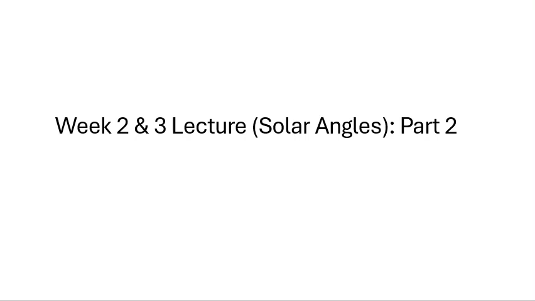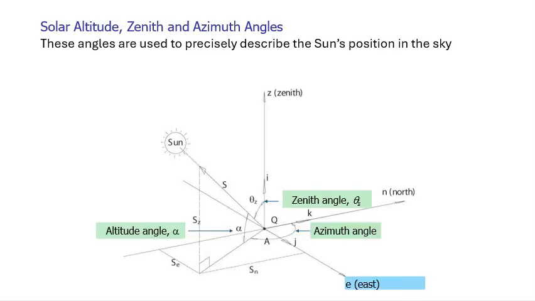This is part 2 for week 2 and week 3 lecture combined together. Now we will learn about these three angles: solar altitude, zenith and azimuth angles, which are used to precisely describe the sun's position in the sky.